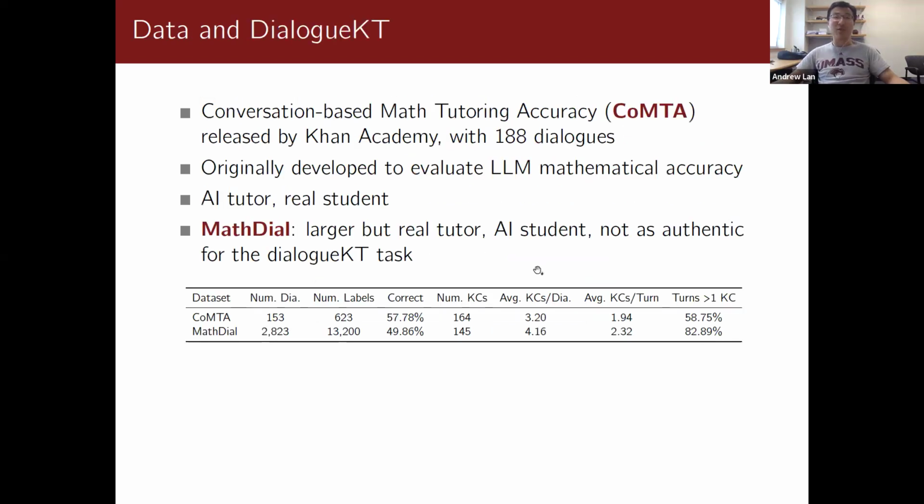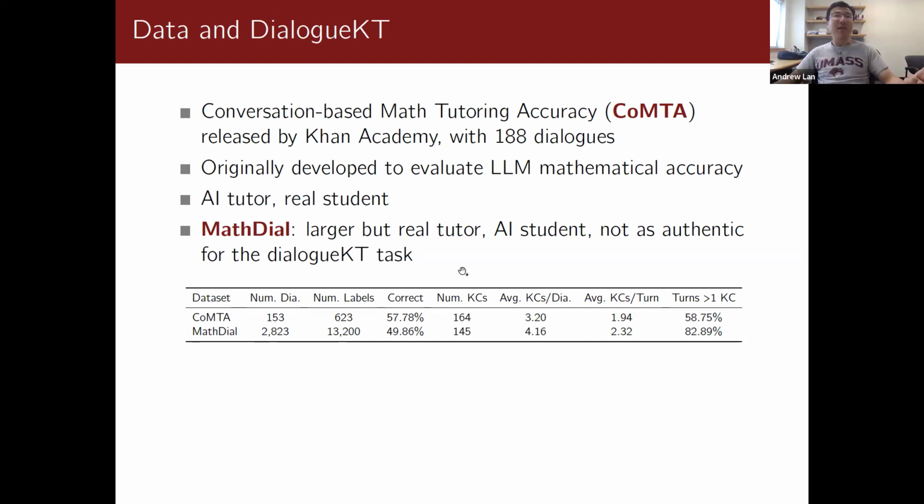In our experiments, this framework is developed on a data set shared by Khan Academy. It is a very small data set with only 188 dialogues that were originally used for the task of math tutoring accuracy determination. The data set was collected when Khan Academy's initial goal was to investigate whether the language model is responding to the student correctly, or whether the student response is mathematically correct. This data set contains dialogues between an AI tutor, Khanmigo, and a real student.